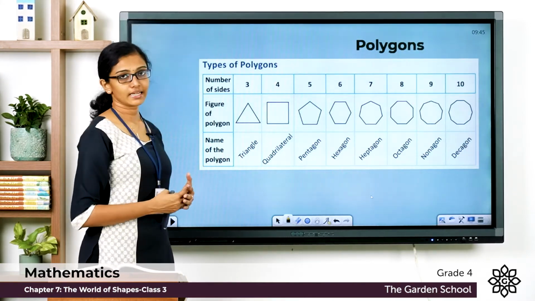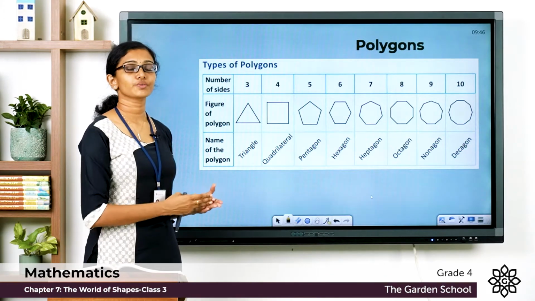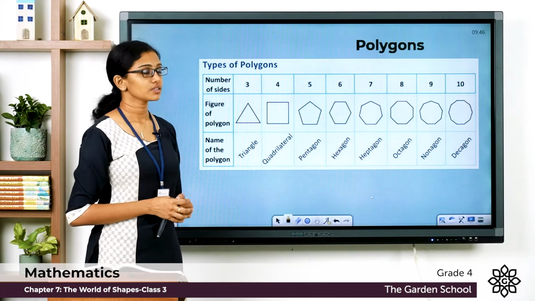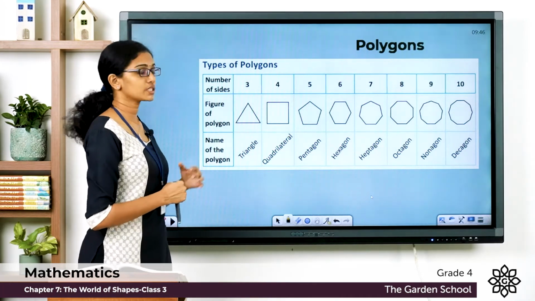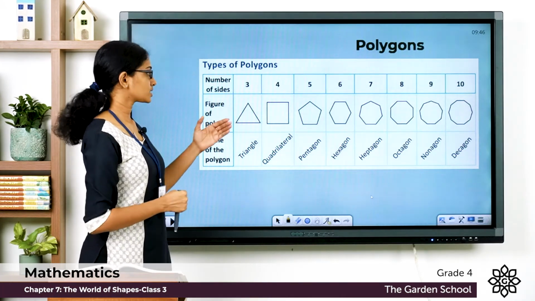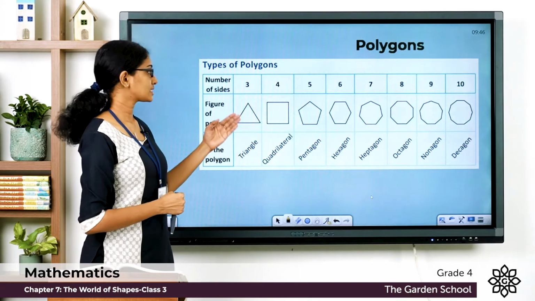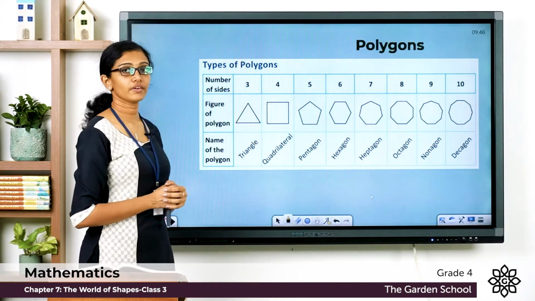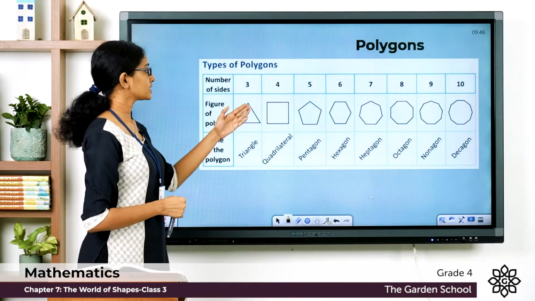Now, we said that a polygon is named according to the number of sides and the measure of the angles it has. So, here you have the first figure. You know this shape? Which shape is this? This is a triangle. And how many sides does this have? It has got 3 sides.